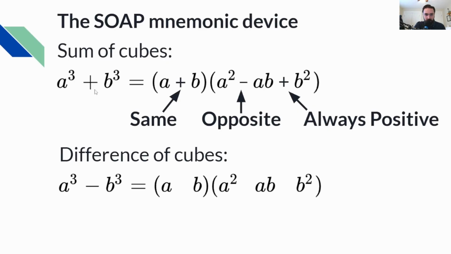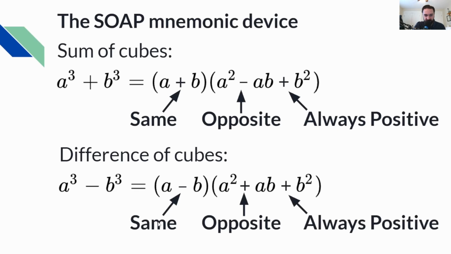All right, so we look at this plus sign here, and we say, okay, in this slot we'll do the same, we'll do plus, and then in this slot we'll do minus, the opposite, and then this slot here is plus, this is always positive. So SOAP helps us remember how to fill in these empty slots with plus and minus signs. Here we have a cubed minus b cubed, so we'll do the same, that's minus, and then opposite, that's plus, and then always positive, this is plus.